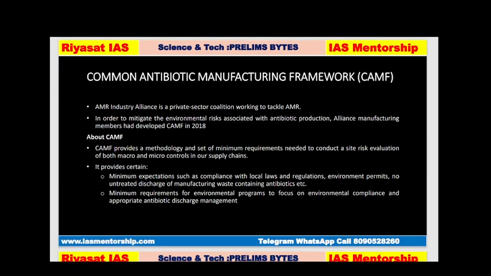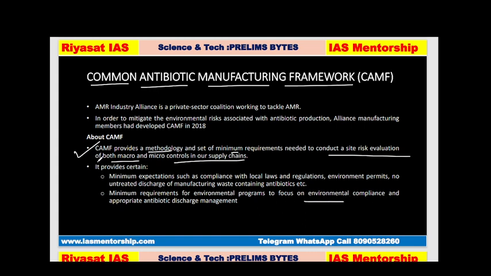Let us move ahead. Next is CAMP. What is CAMP? The acronym for Common Antibiotic Manufacturing Framework. Basically, it will provide a common framework for antibiotic manufacturing. It will provide a methodology and minimum requirements to conduct site evaluation of both micro and macro controls in the supply chain. Basically, it will provide how to manufacture antibiotics, and how to focus on the environment also. Everything will be there in this framework. Clear? This was established in the year 2018. Remember it, just a very small fact. CAMP, you can go through it.